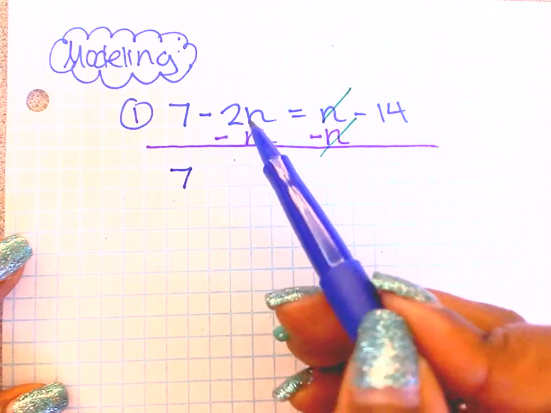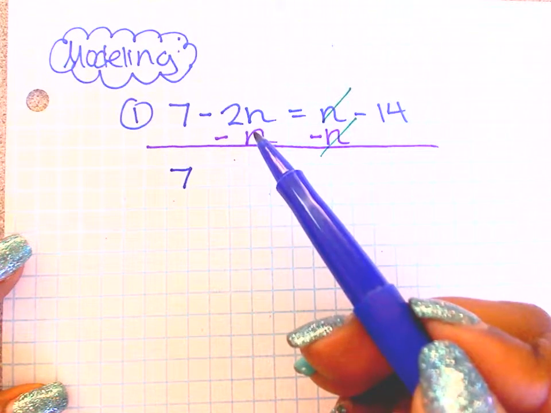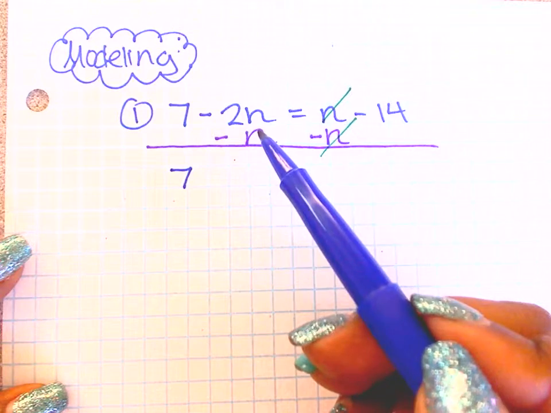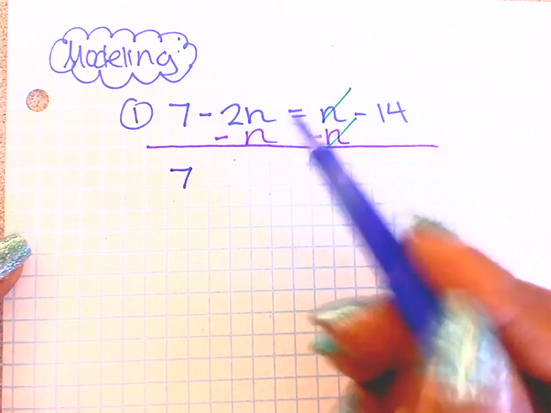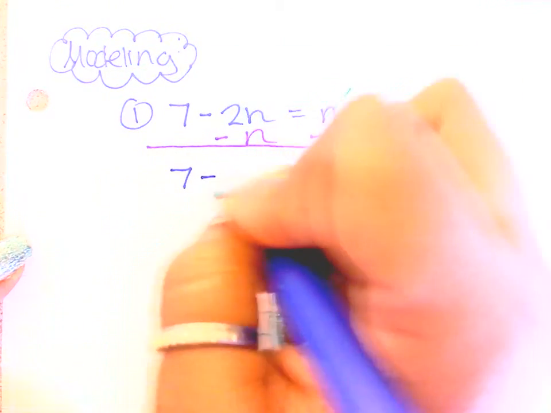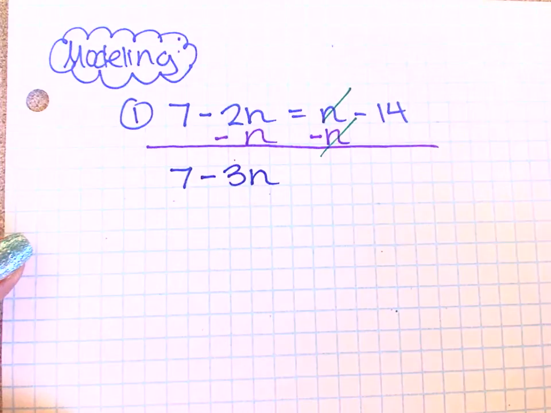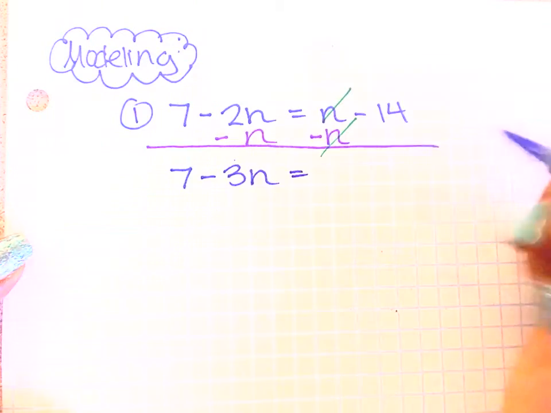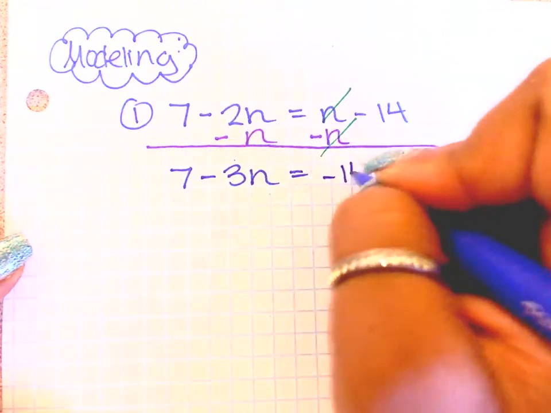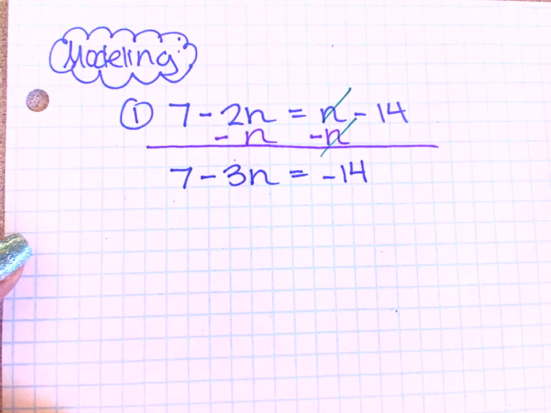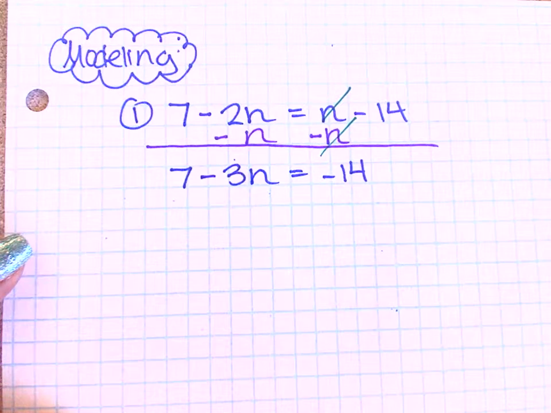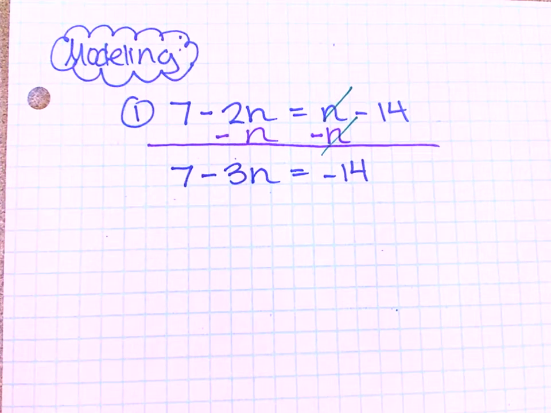What's negative 2n minus n? Let's see. Invisible 1 is in front of it. So negative 2 minus 1 is negative 3. So I have a minus 3n equals, and I'm left on this side with negative 14. So now I've taken my variable and I pushed it over to the left-hand side. Okay? I took that variable and I moved it to the left and solved for it.